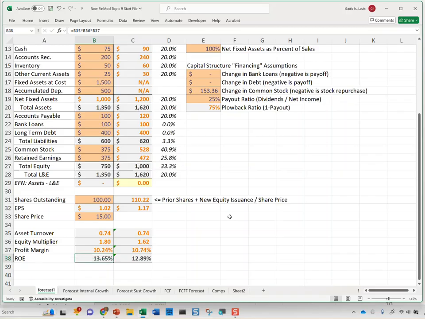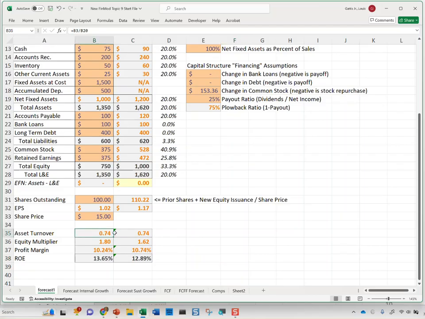However, look what happens to ROE. ROE is going to go from 13% to 12%. One way of thinking about ROE using our DuPont analysis is asset turnover times equity multiplier times profit margin. So you can think about this as how good you are at turning assets into sales, how good you are at turning sales into profits, and how good you are at turning equity into assets by using debt. When you multiply those three together, my ROE goes from 13 to 12, a little down. And why?